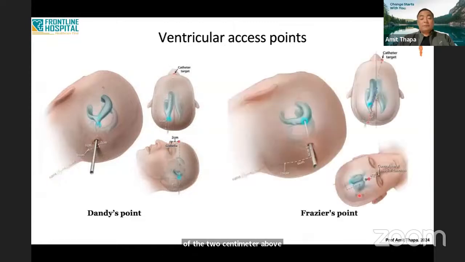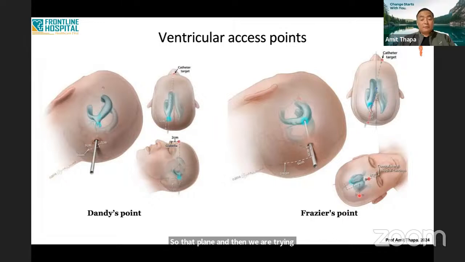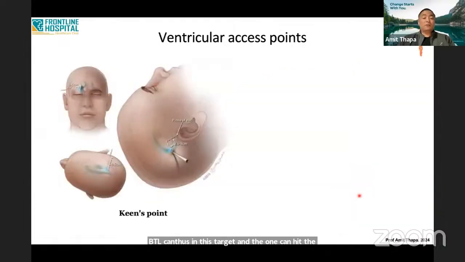And the Frazier point is another point which we are using, particularly in kids. It is 6 centimeter above the inion and 3 to 4 centimeter from the sagittal plane. And then we are trying to hit the contralateral medial canthus in this target, and one can hit the ventricle, the occipital horn of the lateral ventricle, at as short as 5 centimeter.